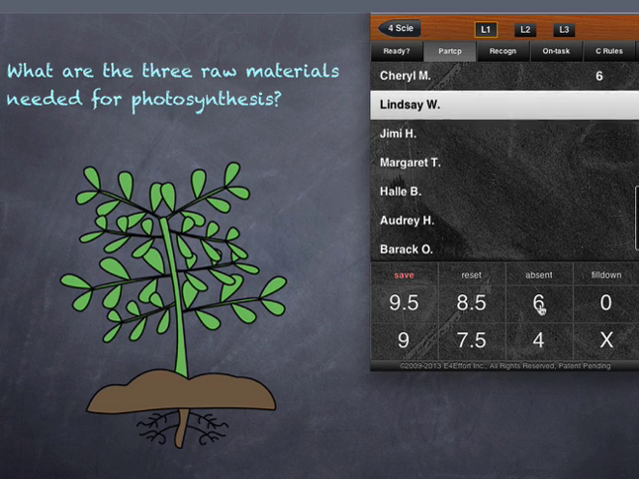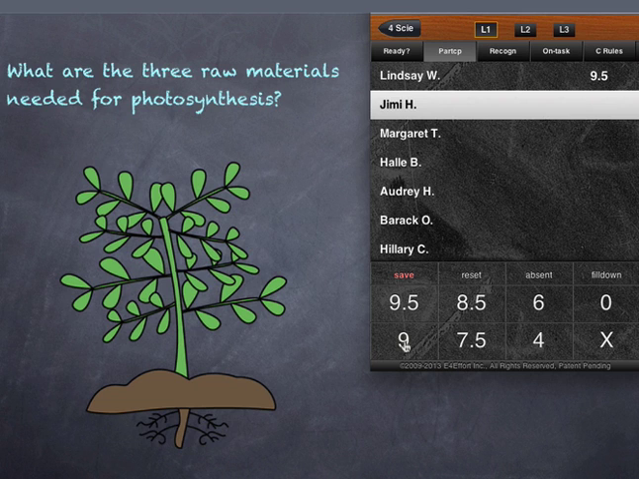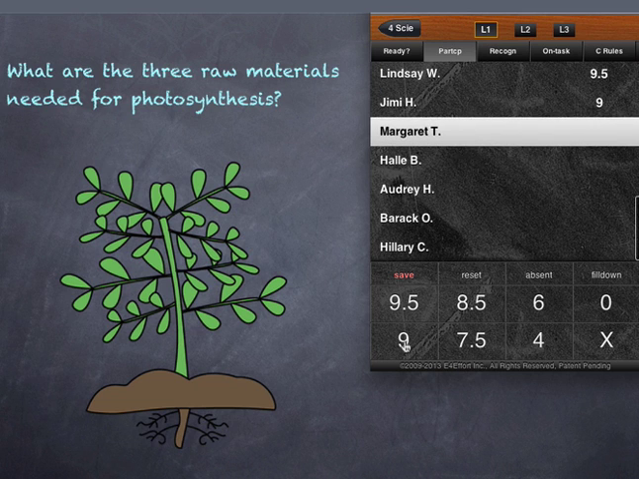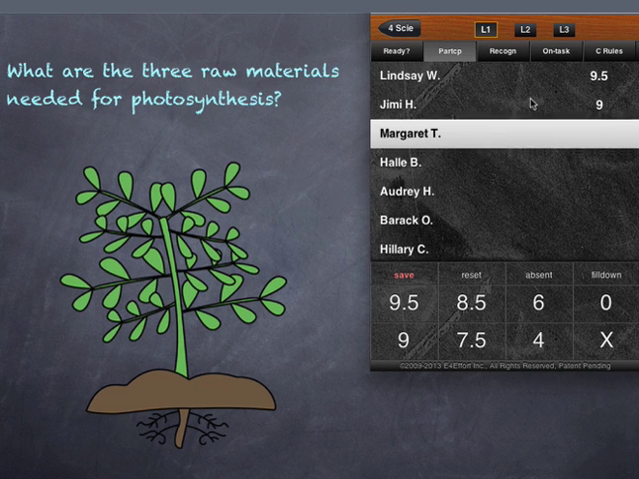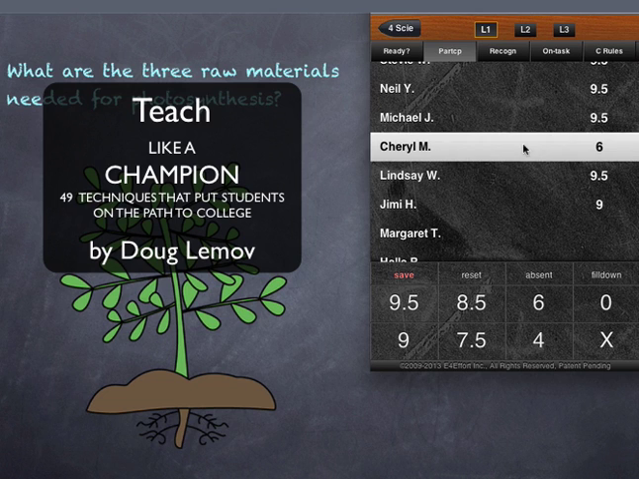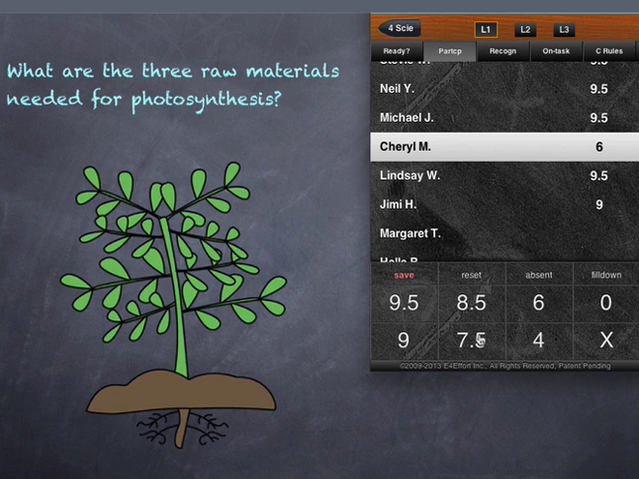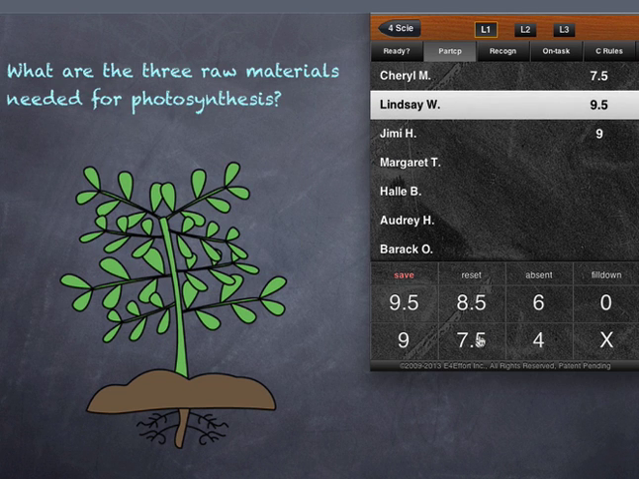Next I call on Lindsay and she responds, water is needed for photosynthesis. And Jimmy says, I don't recall the 3rd material needed for photosynthesis. At this point I would use the app to call on 1 or 2 more students, and then ask for hands to get the final raw material, carbon dioxide. I may then go back to Cheryl using a technique called No Opt-Out from Lemov's book, and ask Cheryl to give me 2 of the raw materials. And if she could comply, I would raise her score from a 6 to a 7.5 or an 8.5.